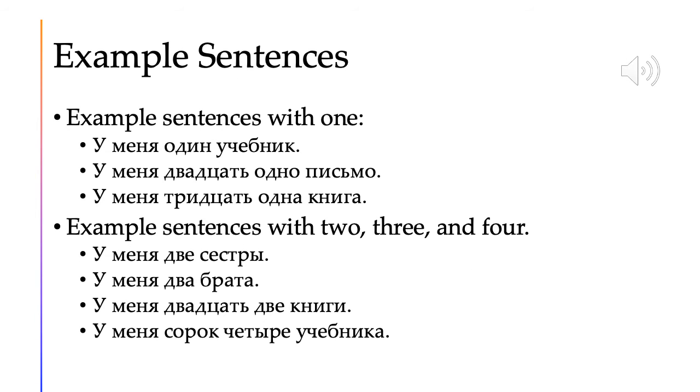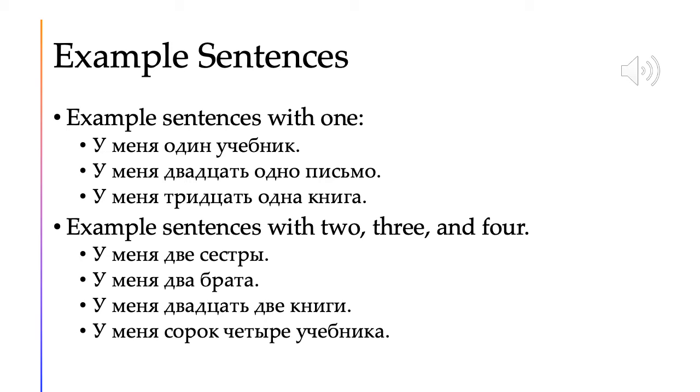Let's finish off with some example sentences. Let's look at some example sentences with 1. У меня один учебник. I have one textbook. Notice that textbook is in the nominative because we have it, and there's one of it. And then один matches учебник. They are both masculine nominative singular.